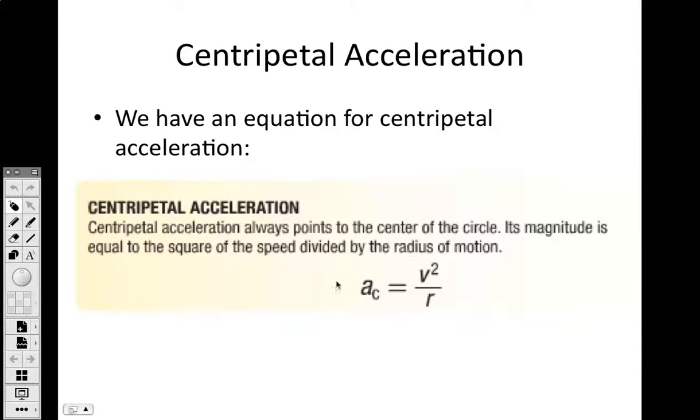And this equation is a little bit different than your normal acceleration equation. Here we see we have v squared over r, okay? And the v here is our velocity or our speed, and the r is our radius. So we're going to be given some distance, and that's obviously the radius of the circle.